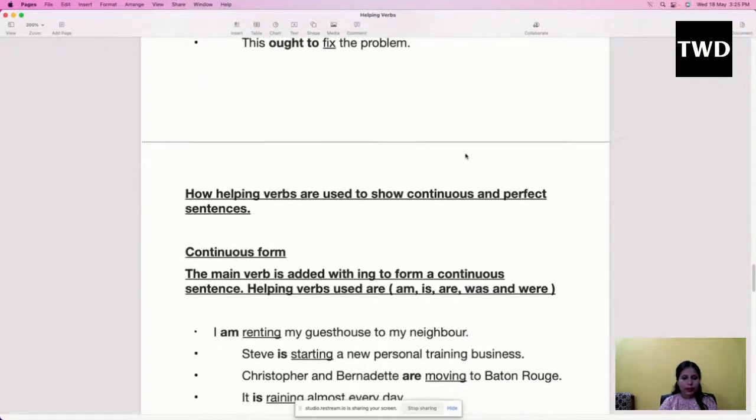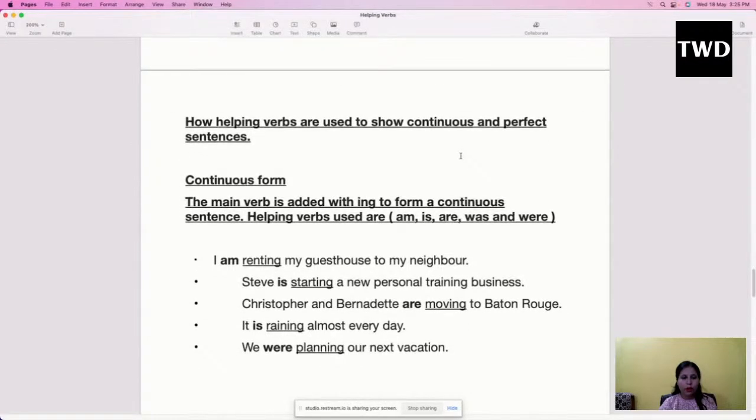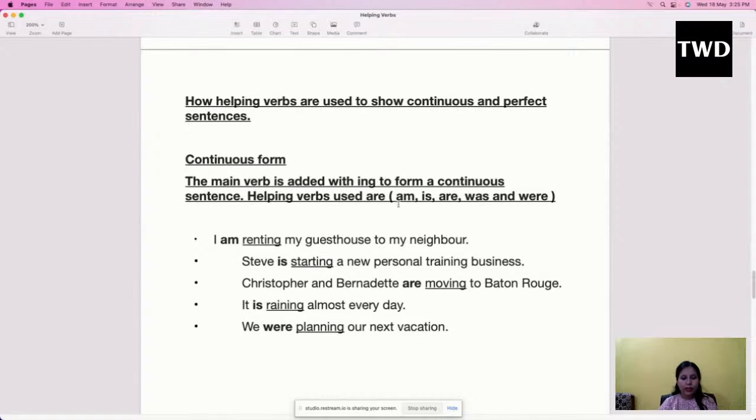Okay. So, how are helping verbs used to show continuous and perfect sentences? In continuous form, the main verb is added with ing. So, the moment you feel that you have to show something in continuous form, you have to use ing. As I told you already, I am renting my guest house to my neighbor. I am renting. Steve is starting a new personal training business. That means he is going to start something new, but I am showing it in a continuous form.